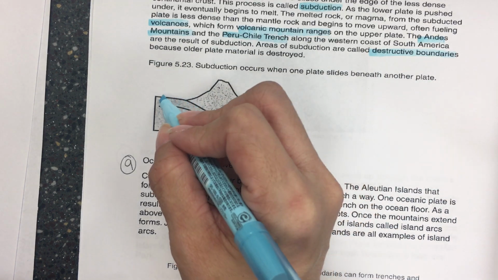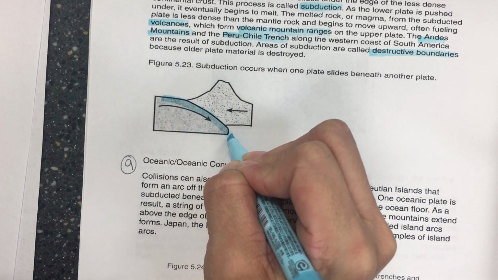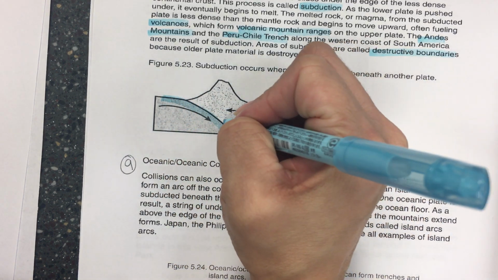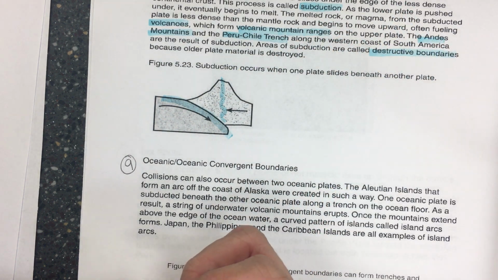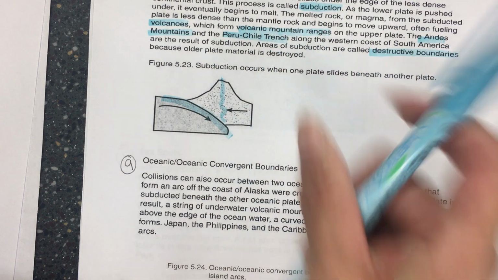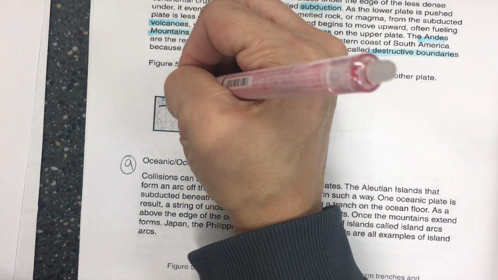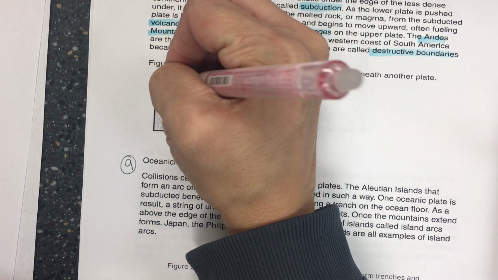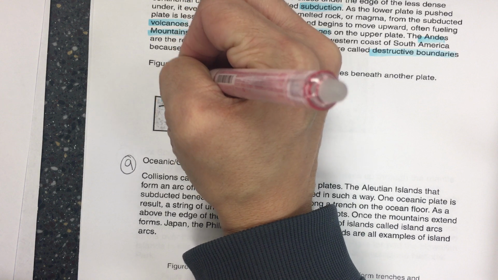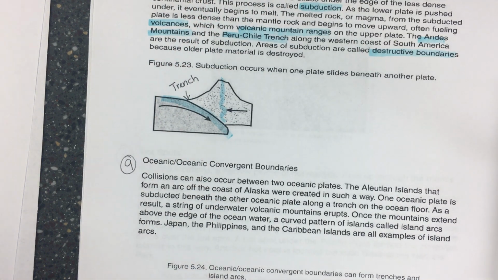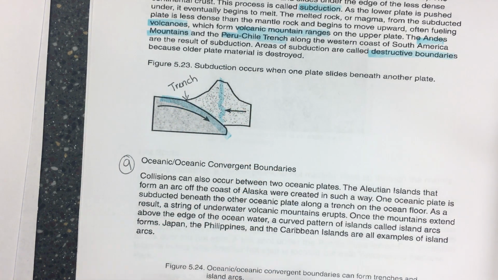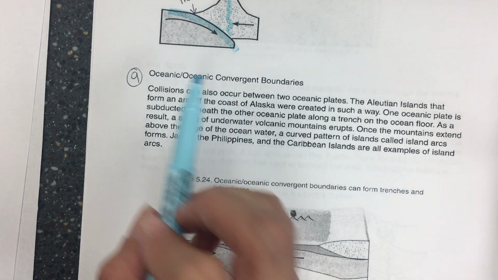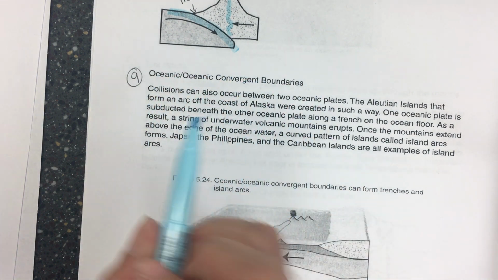And this is where the plate that's sinking, as it sinks down, it melts, and then some of the lava rises, creating a volcanic mountain range in that process. And right in between is where you would get the trench. Trenches are formed by convergent plate boundaries between a continent and an ocean plate, or two ocean plates, which is the last one. Oceanic convergent boundaries.